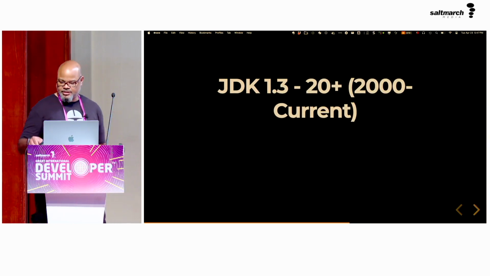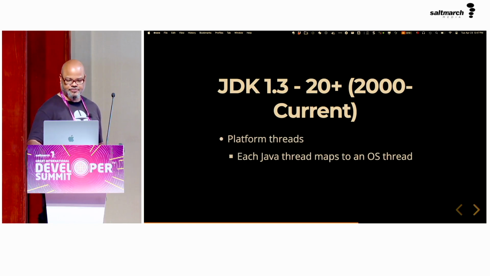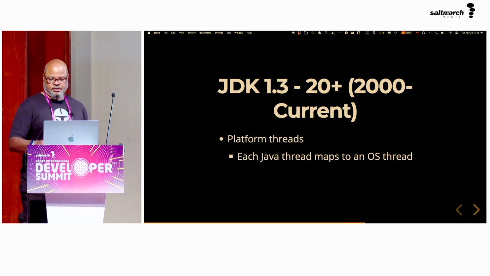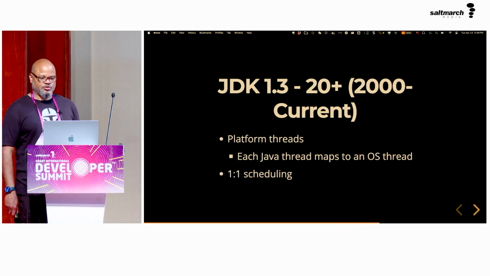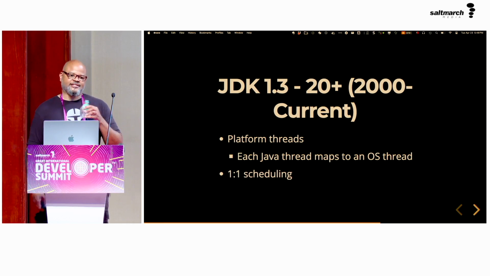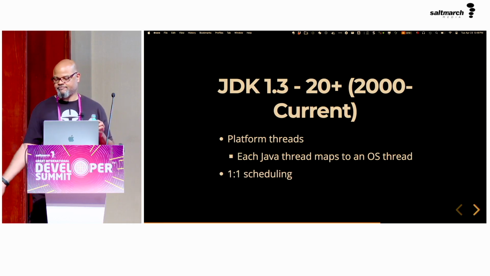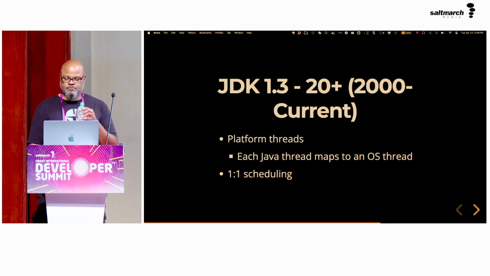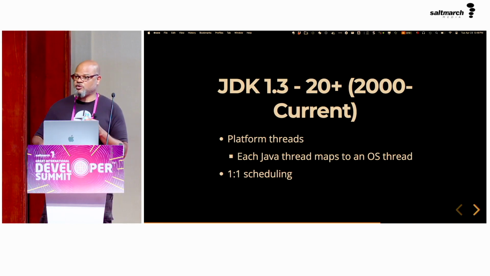So from 2000 to current, we have, like I said before, platform threads. Each Java thread maps to an OS thread, and this is what we call one-to-one scheduling. Basically, you create a thread, and the OS creates a thread. This is pretty simple to understand and makes logical sense. It's easy from a JVM perspective because you're basically just doing a one-to-one mapping.